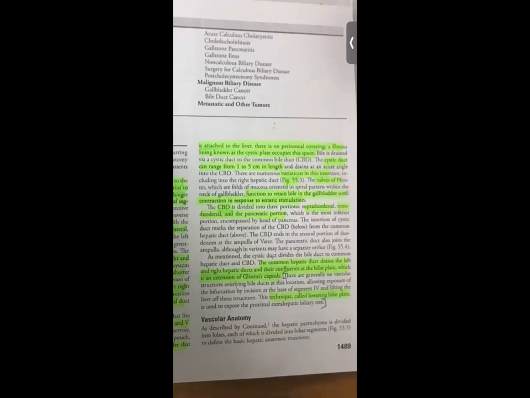Next is the CBD. The CBD is divided into 3 portions: supraduodenal, retroduodenal, and pancreatic portions.